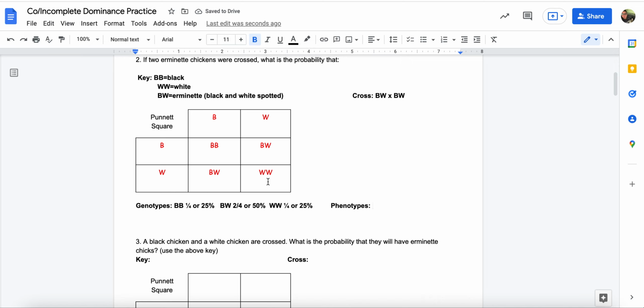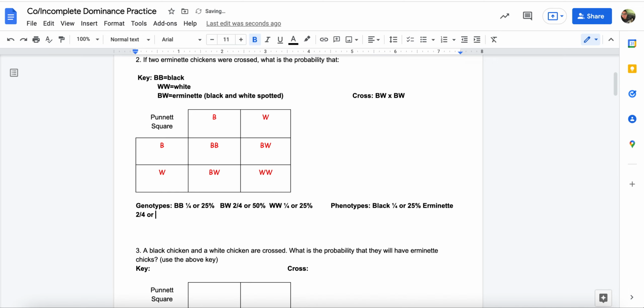For the phenotypes, I want to know what's it going to look like. So this first box, we're going to go back up to our key, capital B, that's a black chicken. So black, we have 1 out of 4, or 25%. Then we have our capital B, capital W, that's our erminette. So we're going to say erminette, 2 out of 4, 50%. There's 2 boxes. Then we have our capital W, that's our white chicken. So white, 1 out of 4, or 25%.